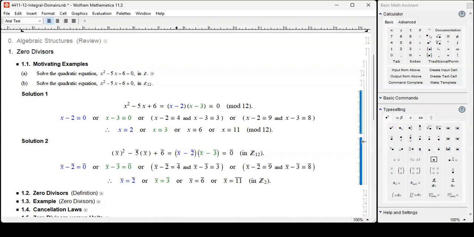But then again, please note that there are more. There are other ways to get 0 or 0 bar. I'm emphasizing these two, purple and brown. x minus 2 is 4 and x minus 3 is 3 modulo 12. And that works for x equal to 6 modulo 12. So 6 minus 2 is 4, 6 minus 3 is 3, and 4 times 3 is 12, but that's congruent to 0. Same here. 9 times 8 is 72, and that's 6 times 12, so that's congruent to 0.